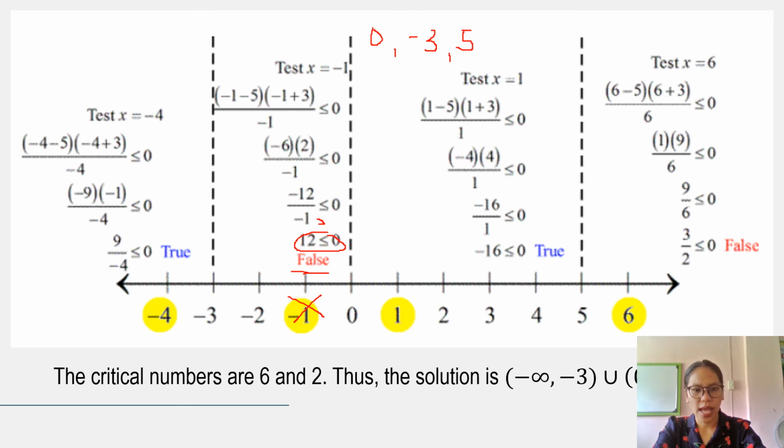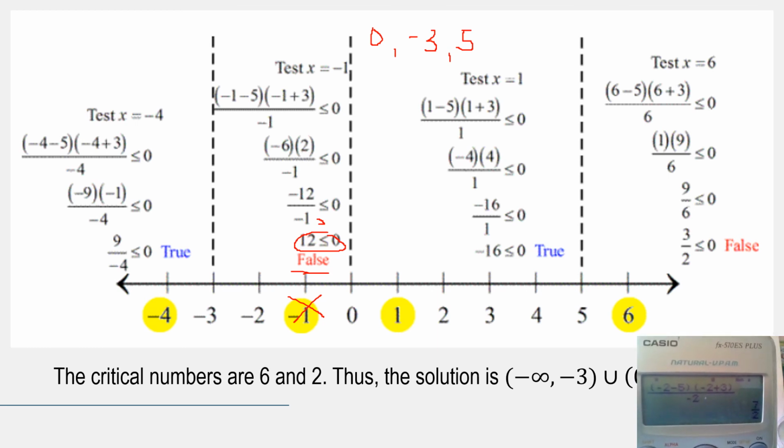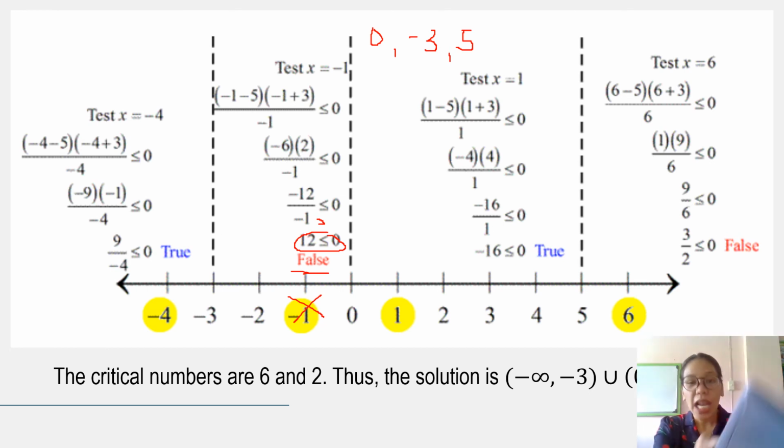Okay, try natin, what if negative 2? Let's try to use calculator na lang. We're just going to substitute. Kayo na rin magawa sa inyong calculator, ha? Or kayo na lang magsulat. So we have negative 2 minus 5 times negative 2 plus 3 all over negative 2. Yung magiging sagot niya, that is our value, 7 over 2. That means bawal din yung negative 2. So hindi pwede yung negative 2.